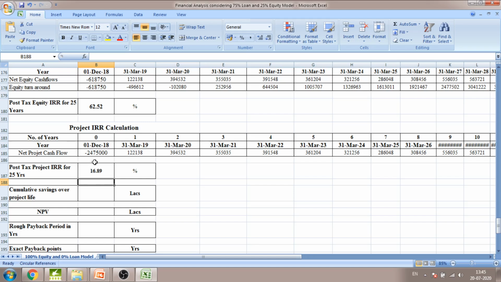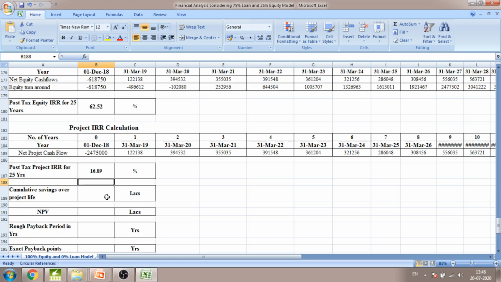There has been a decrease in the internal rate of return compared to the equity internal rate of return, because we have taken the loan and we need to pay the loan repayment, or the total payment obligation, on every year or every quarter basis. Therefore, the project internal rate of return is 16.89%.